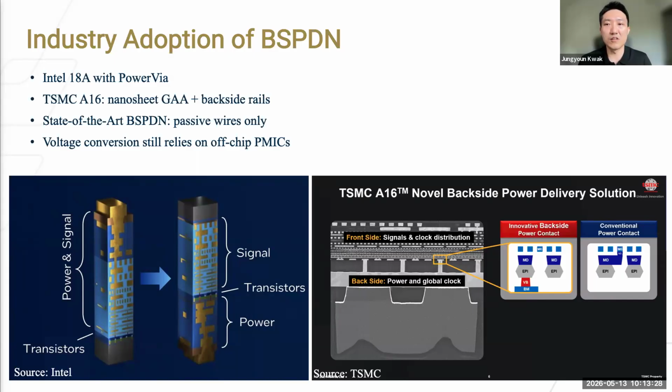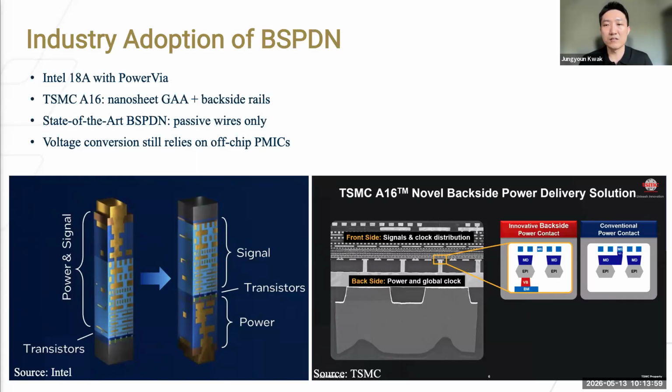The cross-section on the left is from Intel's published PowerVia work. It shows how the backside metal contacts the transistor source terminal directly, bypassing the front metal stack. Intel has reported less IR drop compared to the front side power delivery by employing the backside power delivery. The figure on the right shows TSMC's A16 architecture, which combines nanosheet gate-all-around transistors with backside power rail.